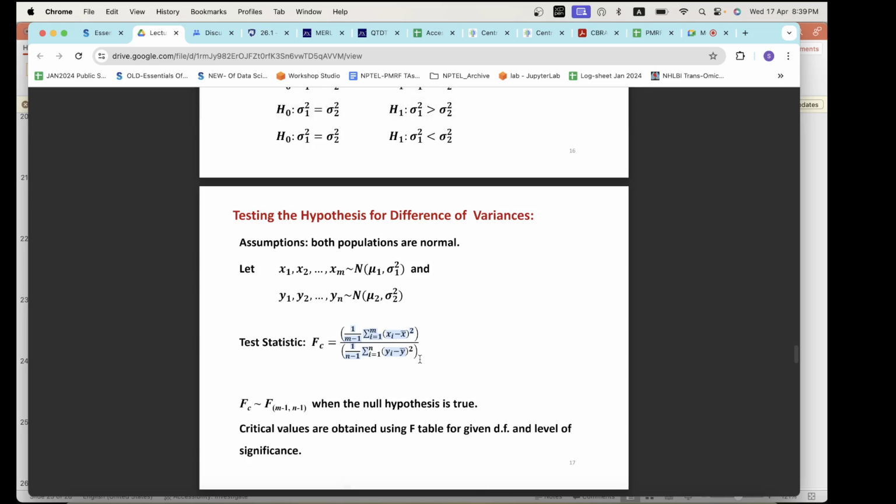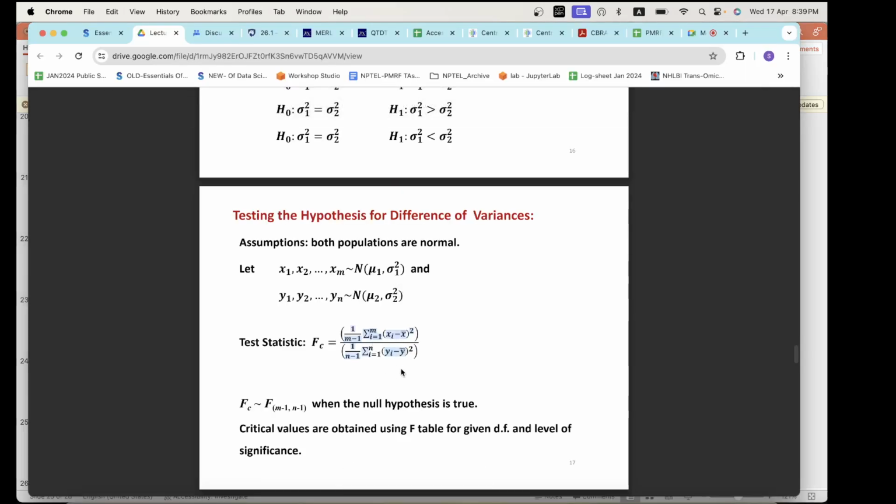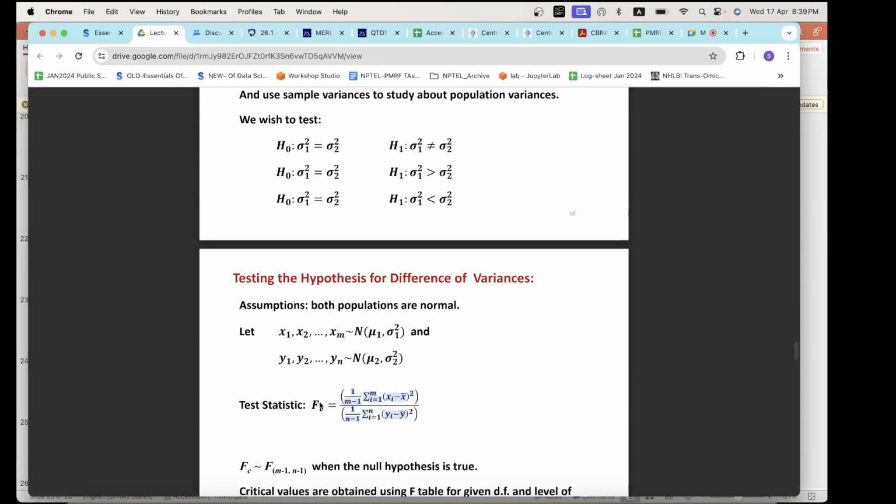Okay, 1 by n minus 1, xi minus x bar square, 1 by n minus 1, yi minus y bar square. So essentially it will be variance of x by variance of y. And that you have to compare with respect to the F statistic.